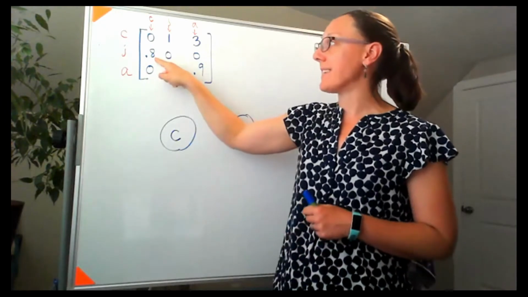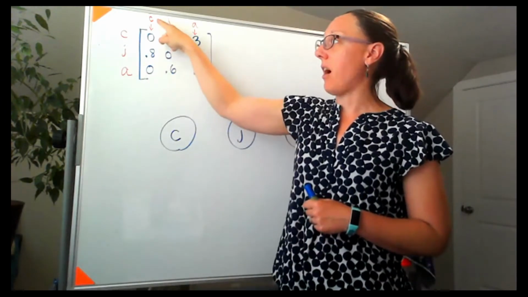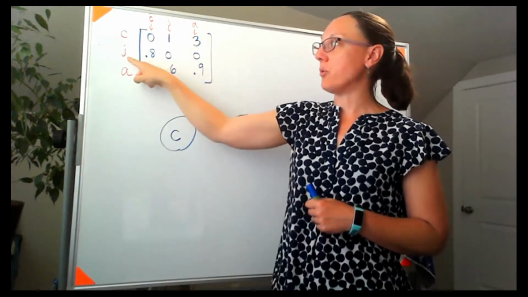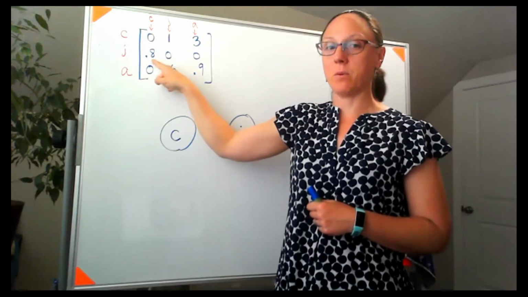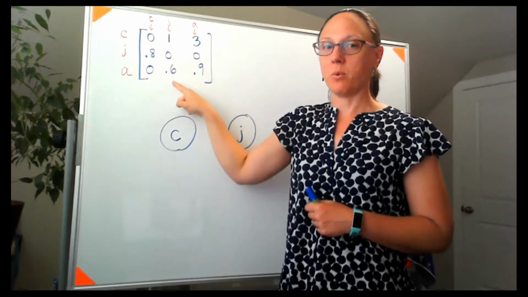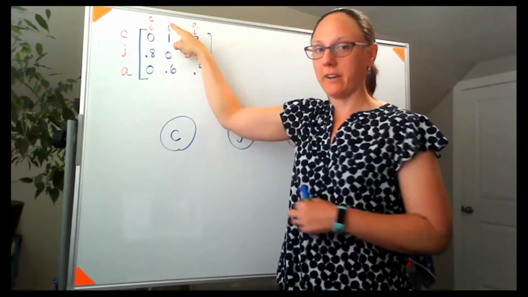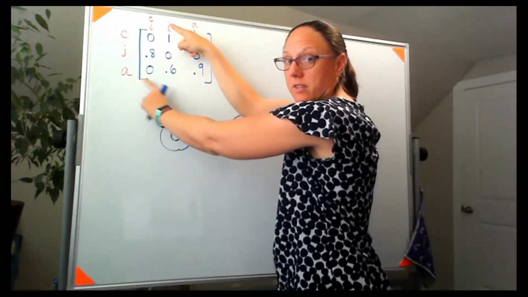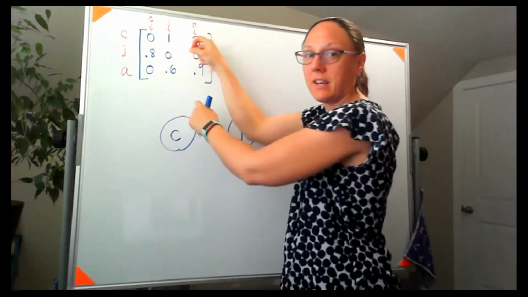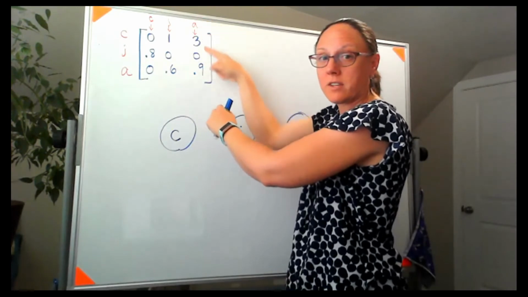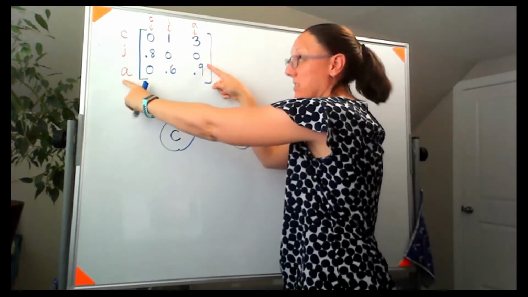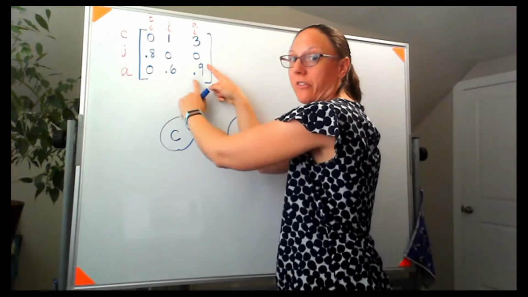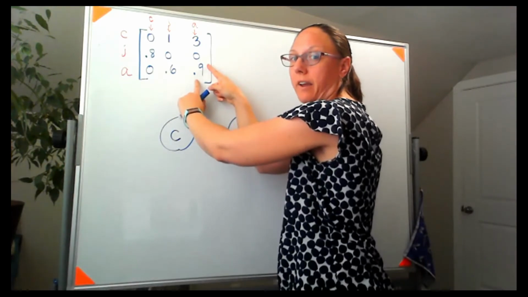This 0.8 tells me that my cubs grow up to be juveniles at a rate of 80%. This 0.6 tells me my juveniles grow up to be adults at a rate of 0.6. And my adults survive to still be adults and still be around another year at a rate of 0.9.